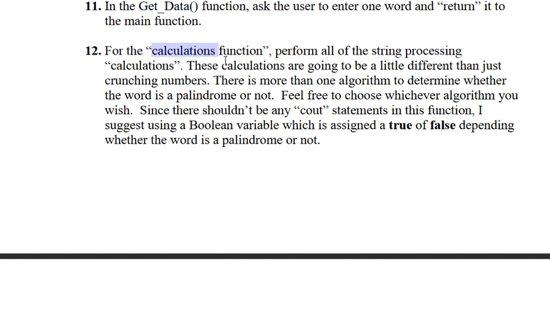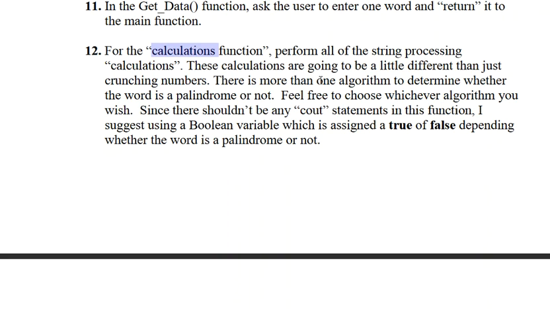So what I want you to do is, I'm going to talk about some algorithms in a moment. But you're going to take that word and test to see if it's a palindrome. You're going to create a Boolean variable, which would be best declared in the calculations function since it's local. Or you can pass it, actually. Either way, you can do it in the main function and pass it to this one. That's fine as well.